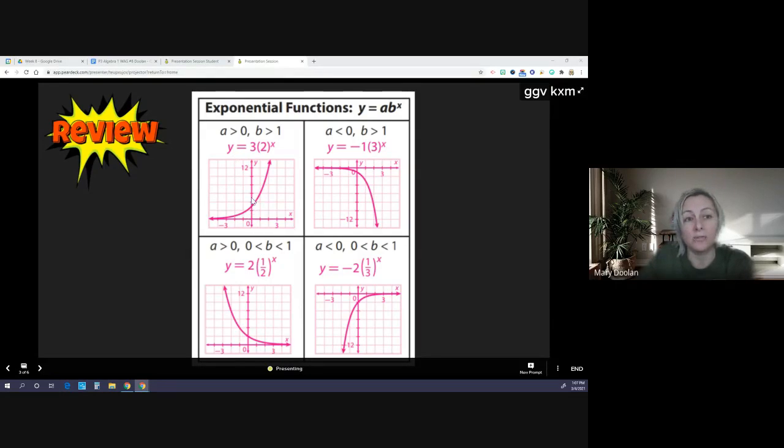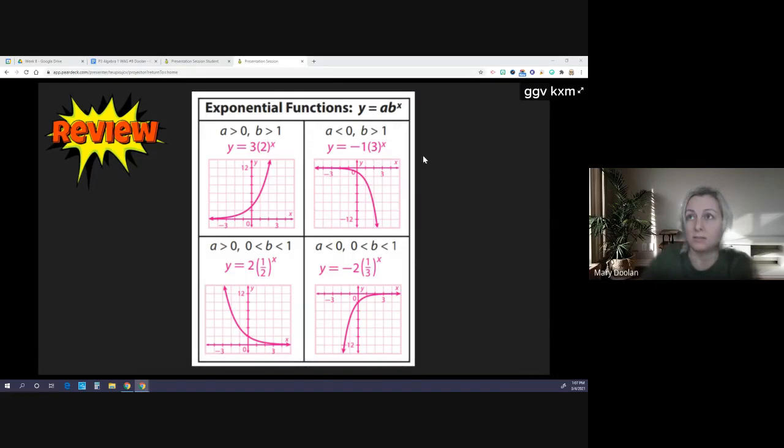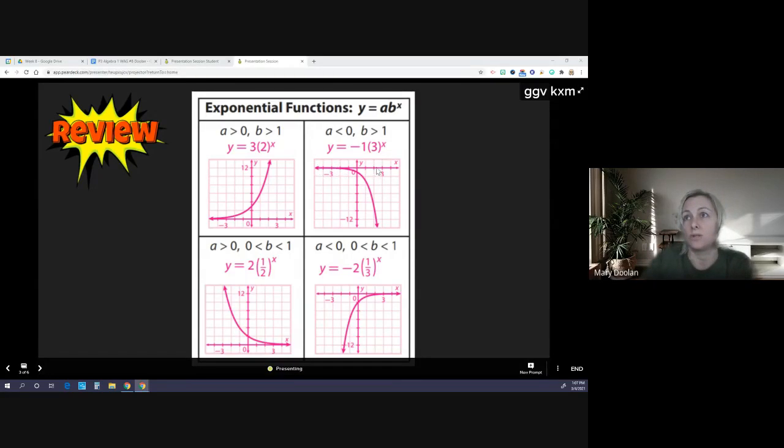I encourage you guys to use Desmos, the graphing calculator, as you work through these different problems to check your work and make sure you're doing things correctly. If a happens to be less than 0, so a is now negative, but b is still greater than 1, then our graph becomes reflected over the x-axis. Now it's like a mirror image over the x-axis of what we had before.